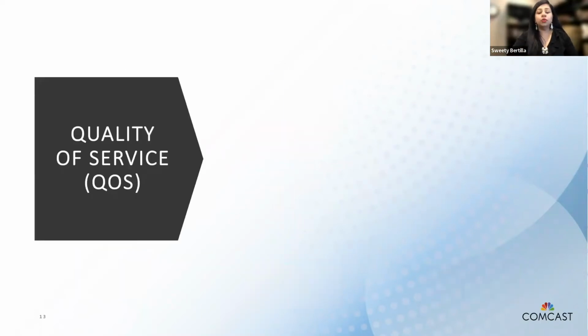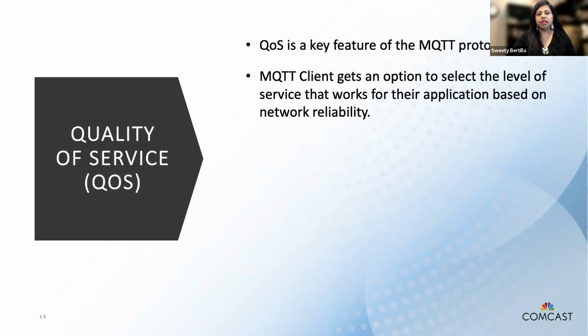Let's look at the other cool feature, that is quality of service. I know Robert would have given you a gist about what quality of service is, but here we are going to learn more about it. Quality of service is a key feature in the MQTT protocol, and there are different levels you can select. We are going to see that there's 0, 1, and 2, and you can use those quality of service levels based on your app and your network reliability.